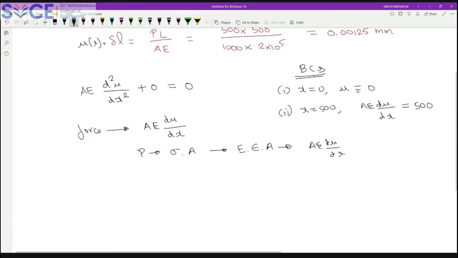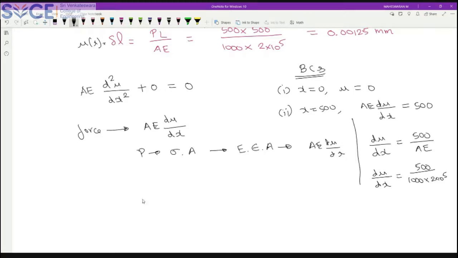But let me concentrate only on du by dx, so not this AE, right? So I am bringing it to the other side. I will write it like this: du by dx is equal to 500 divided by AE, which means du by dx will be equal to 500 divided by A, which is 1000, and E is 2 into 10 power 5. Let me substitute these things, right?